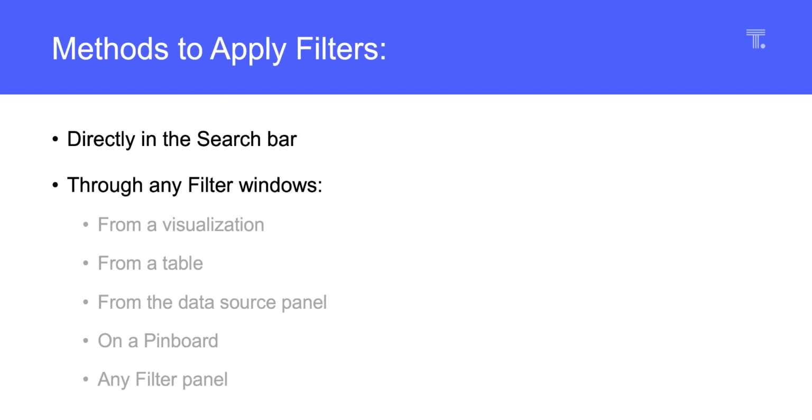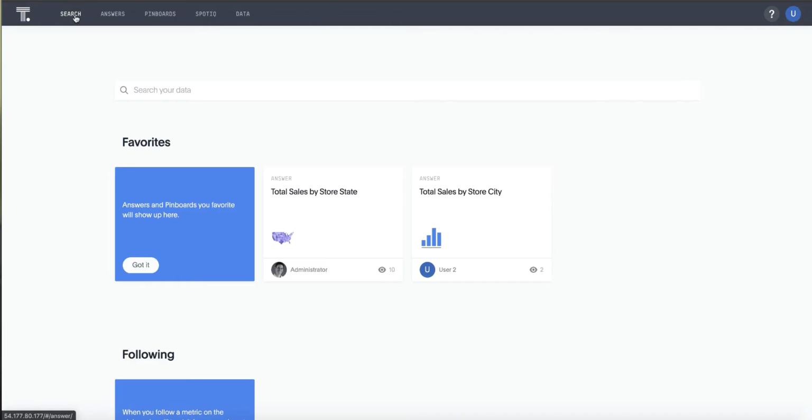The filter criteria of these windows can also be found and adjusted through a filter panel, which appears in all of these scenarios as soon as a filter is applied. Let's now take a look at each of these methods as they apply to attribute filters. First, we'll apply an individual filter directly from the search bar.